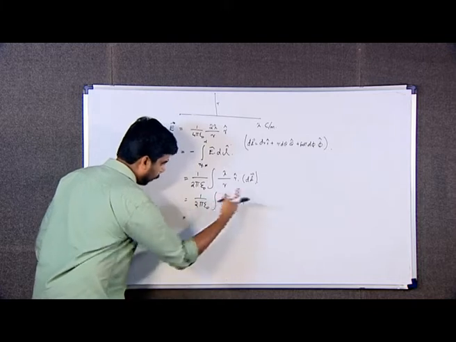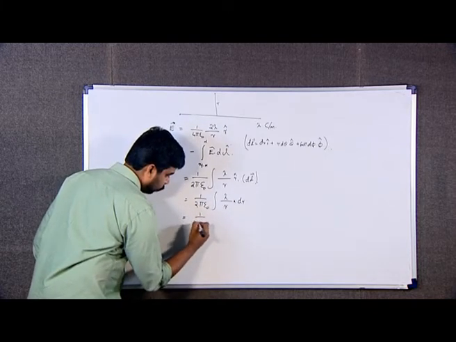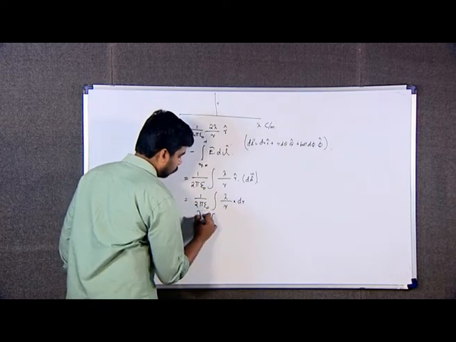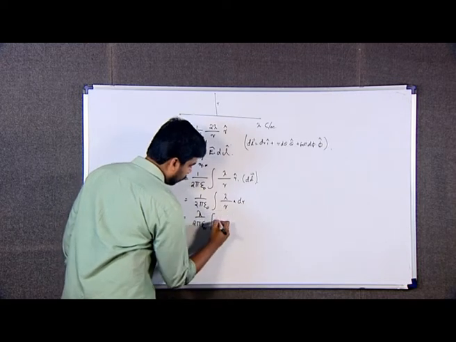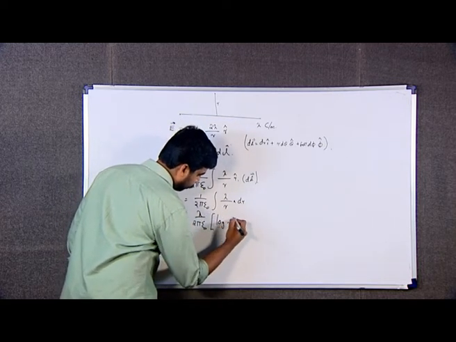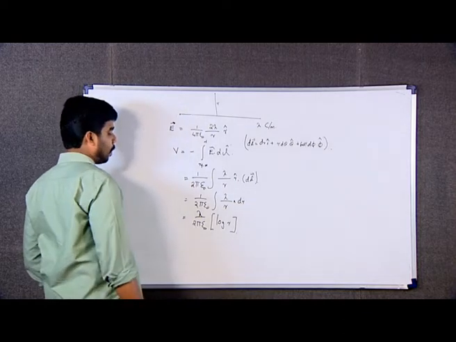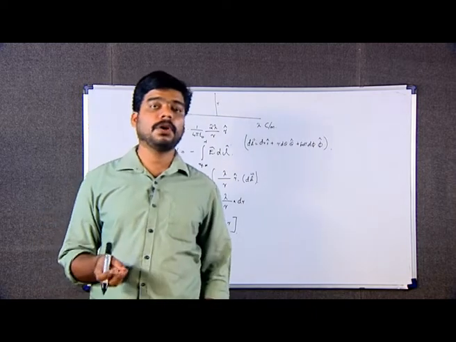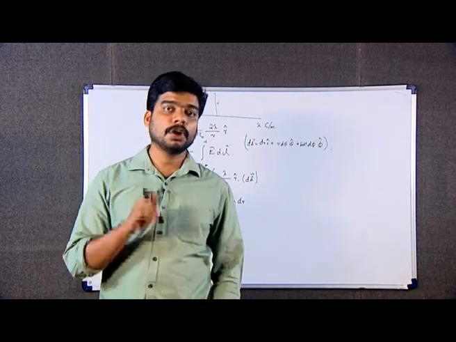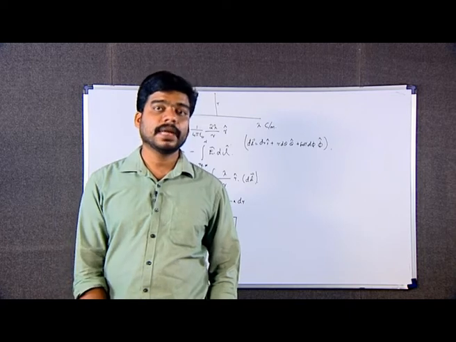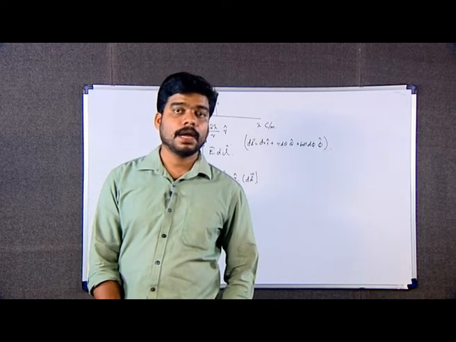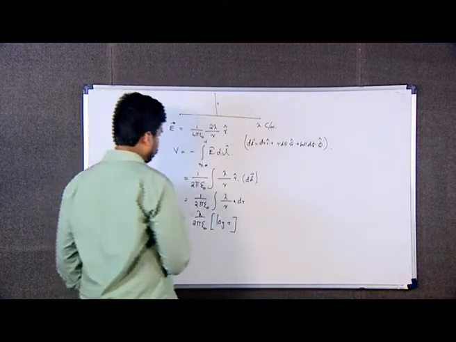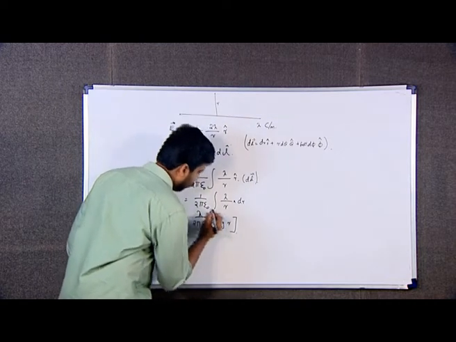So, what is the integral of 1 by r dr? It is log r. So, what about this reference point? If you choose the reference point as infinity, log infinity or log 0 cannot be defined so easily, and it is not well defined. So, I can only take a reference point as a point A, going to a point R.